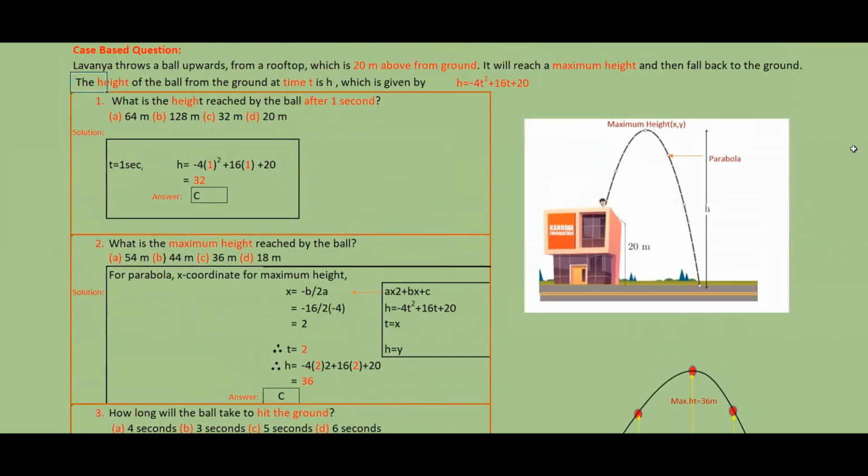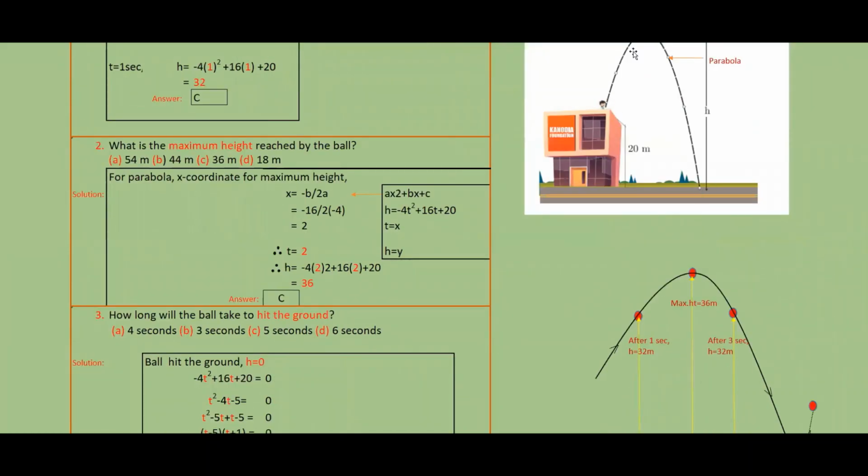The third question is, how long will the ball take to hit the ground? So here you have to find the time taken for the ball to hit the ground. That means if it hits the ground, how much time does it take? So you have to find the time here. If it hits the ground, it means h is equal to 0, because it reaches this point. So height is equal to 0.